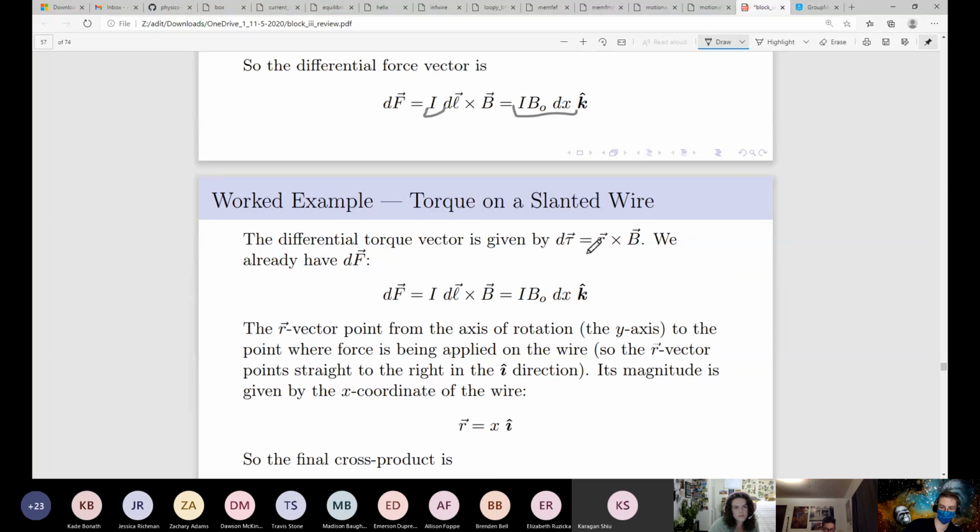For the second cross product, this is wrong, by the way, this is a typo. That should be force, df rather. Yeah, df is equal to I dl cross b, which we just determined was I b naught dx in the k hat direction. Now let's figure out what our r vector is.